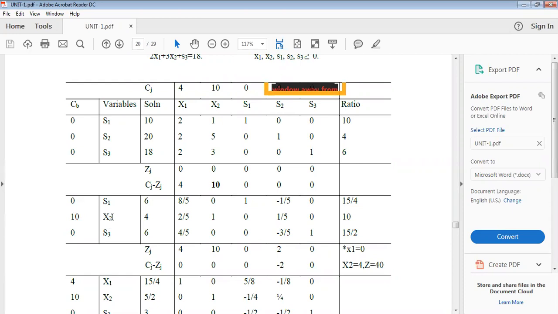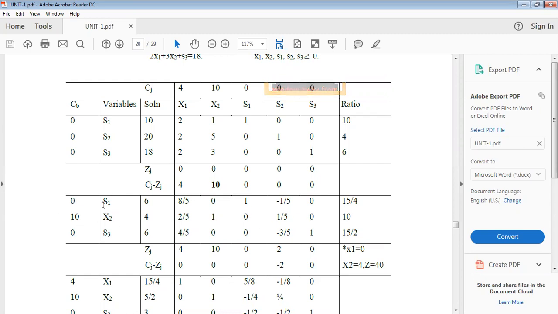Okay, after 10x2 is over, now this is the 5, 20 divided by 5. This is 20. You have to make it 1. Hence, 20 divided by 5 is nothing but 4. And 2 divided by 5, you got it? 2 divided by 5. And 5 divided by 5, it is 1. And 0 divided by 5, 0. 1 divided by 5, it is 1 by 5. 0 divided by 5, 0. So this is the new row 2, what we are going to call new row 2. So you have to mark it as row 2 here.